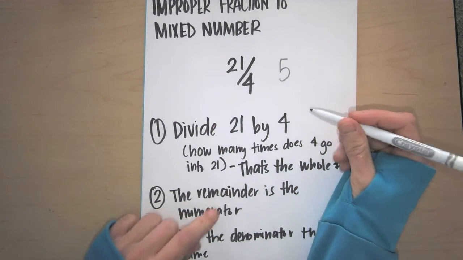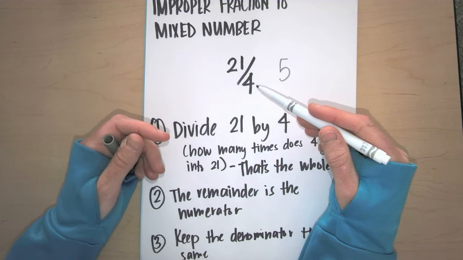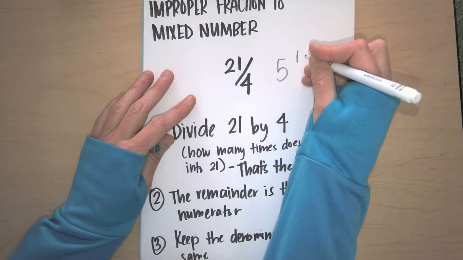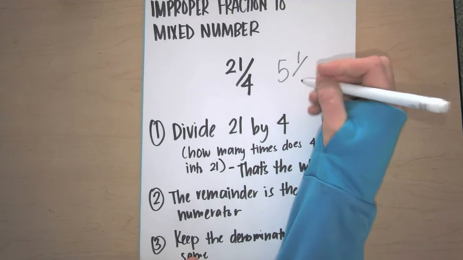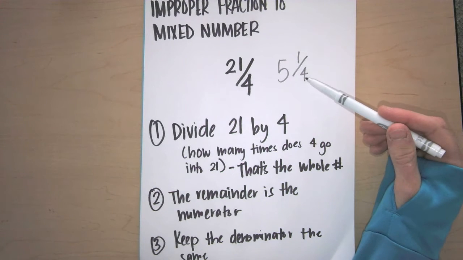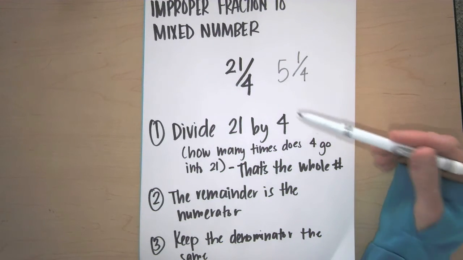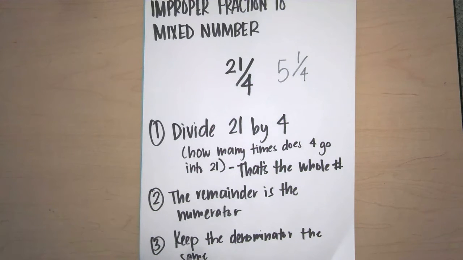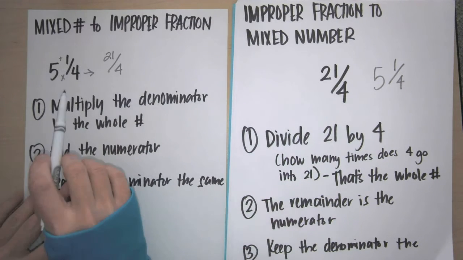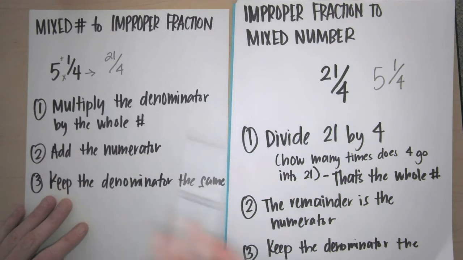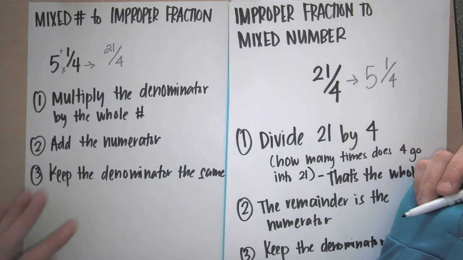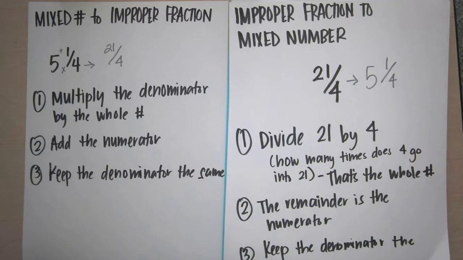So how am I getting that? So 5 times 4 is 20, right? How much is between 20 and 21? Well, I have 1 left over, so that's my remainder. That's my numerator. And then I'm going to keep the denominator the same. So my mixed number would be 5 and 1/4. Just like it is over here. So I can get from my mixed number to my improper fraction, and I can get from my improper fraction to my mixed number. They mean the same. Okay, let's jump in and do our work.